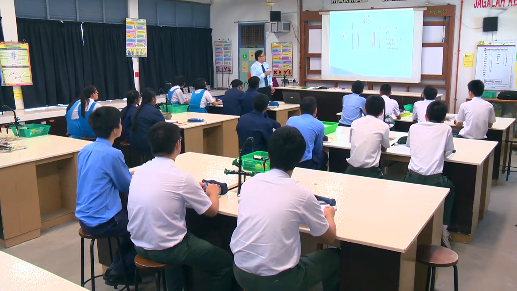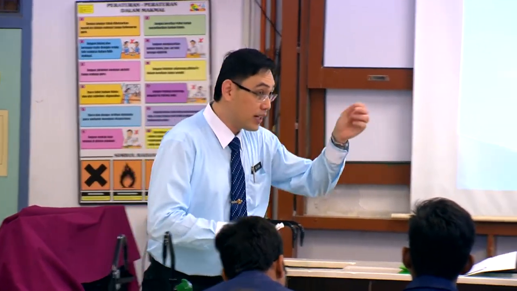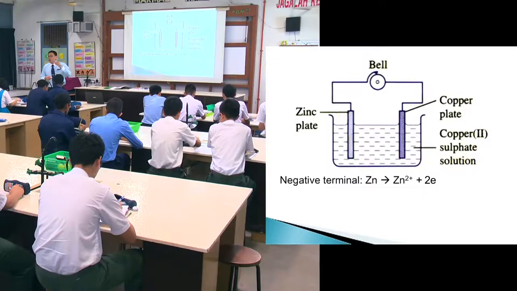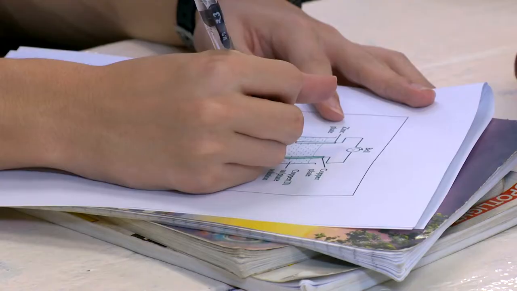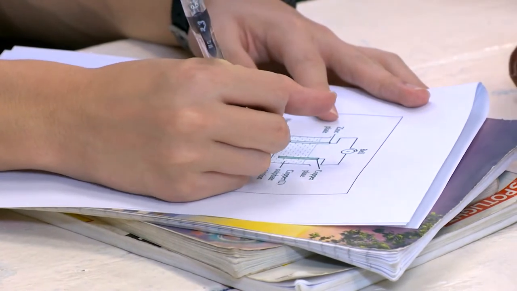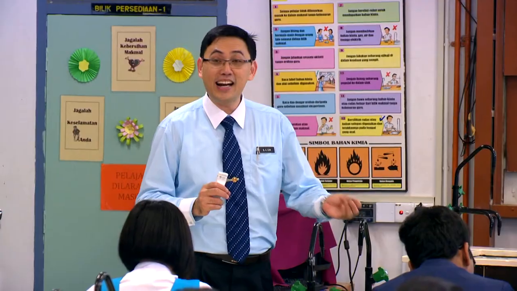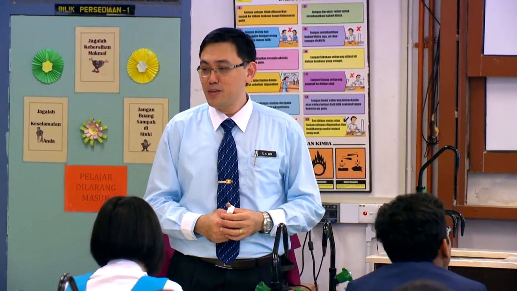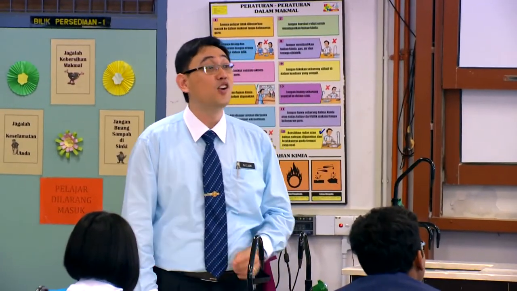Then, when the zinc becomes the negative terminal, we are going to write down the half equation. You may jot down the half equation on paper first. Because we know that zinc will tend to lose electrons, Zn becomes Zn2+ plus 2 electrons. Now the question is, if the electron is written on the right-hand side of the equation, what does this mean? Maybe Sokin, can you explain to the friends? Lose electron. Correct. When we write it on the right-hand side, we call it lose electron.